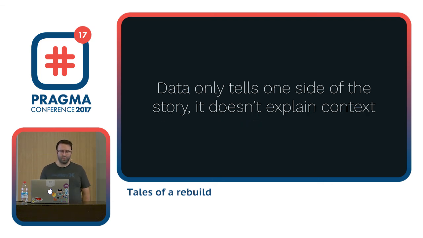But data only tells one side of the story. It doesn't give any context. For example, as we were getting closer to our big release, we had one thing to do. We either delay the release or we cut some features. And so we had to cut some features. And part of the decision process was to look at our data and make that decision.